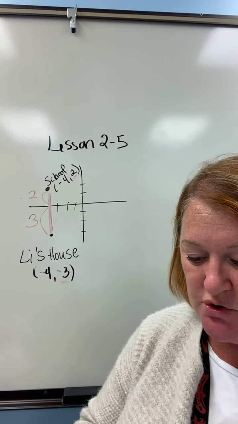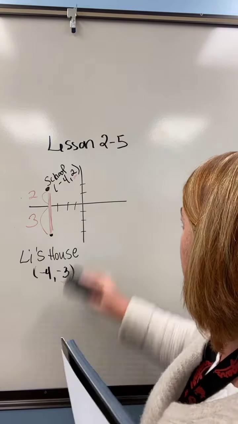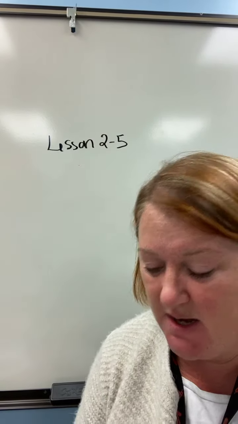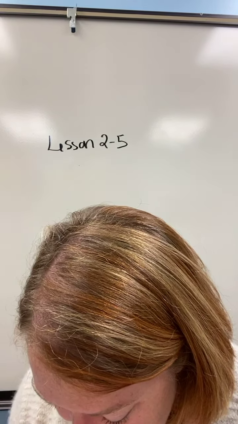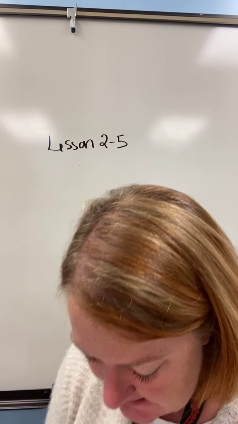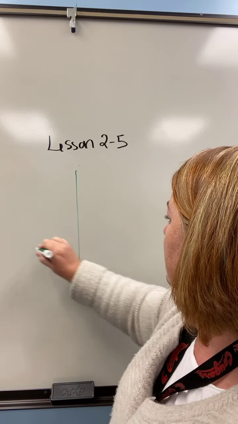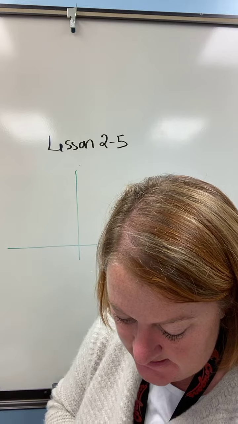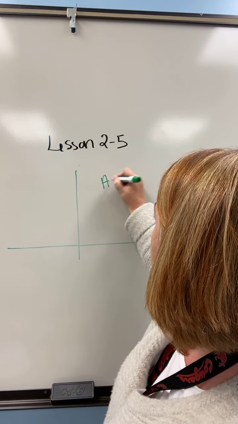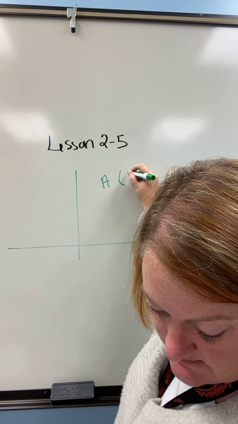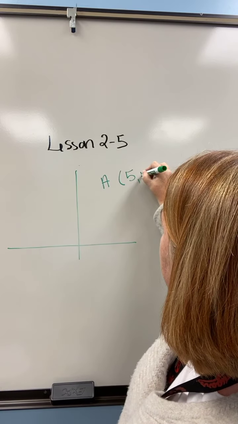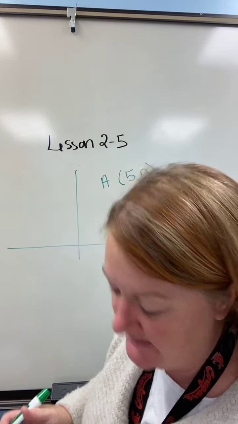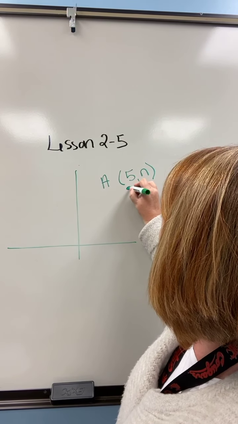I want to give you a trickier one though. And I think my red pen doesn't look red anymore. Let's say we're just going to work in the first quadrant. Let's say A is (5, an unknown). We're going to say n. And we have a B.